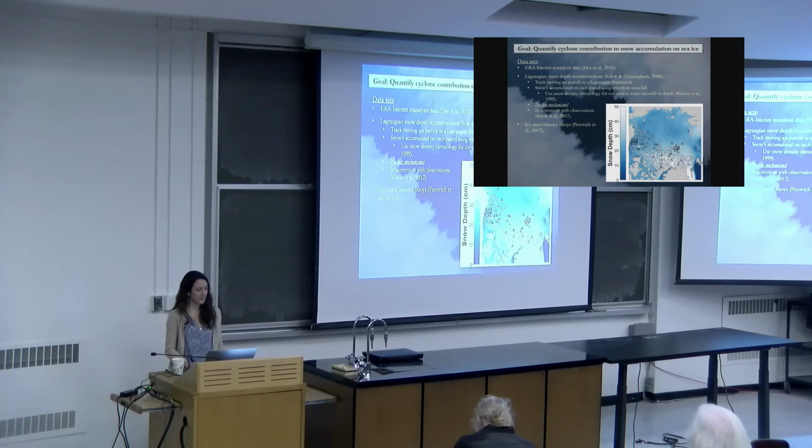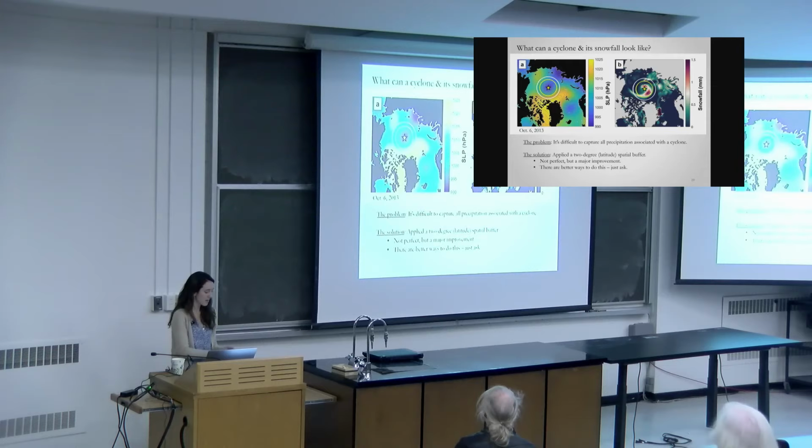Okay, so this is our objective. What does a cyclone look like when we're looking at reanalysis data? On the left, this yellow circle in the star is an identified cyclone from the tracker. And on the right is the snowfall data from ERA-Interim. You can see if we just went with the yellow circle, which is the size of the cyclone that the tracker identifies, it doesn't capture all the precipitation with that cyclone. So we increased this radius by 2 latitudinal degrees so we can better capture the precipitation associated with that event.